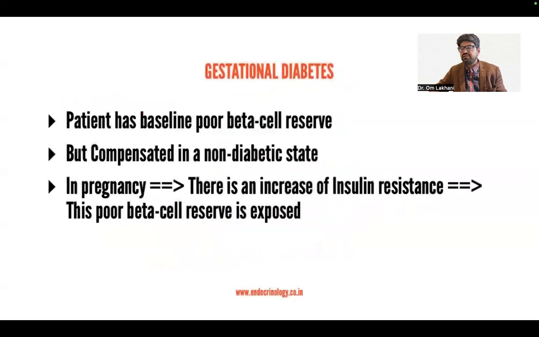So what happens in gestational diabetes? The same thing occurs in gestational diabetes. The patient generally has poor beta cell reserve to start with, but then it is compensated in a non-diabetic or a non-pregnant state. But in pregnancy, there is increase of insulin resistance. And because of this, the poor beta cell reserve is exposed. So let me explain this point again further.